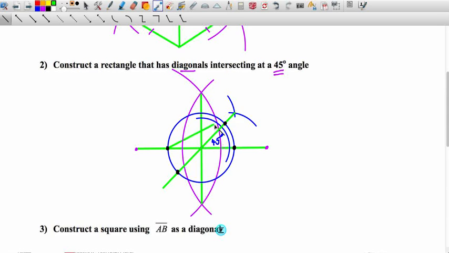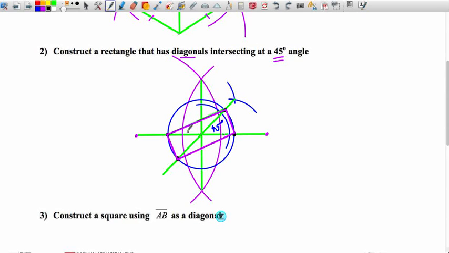All I need to do at this point is close out my rectangle. Let me see if I can change colors here. What I want to do is just try and go over that line if I can. And that should give me a rectangle with diagonals bisecting at a 45-degree angle.